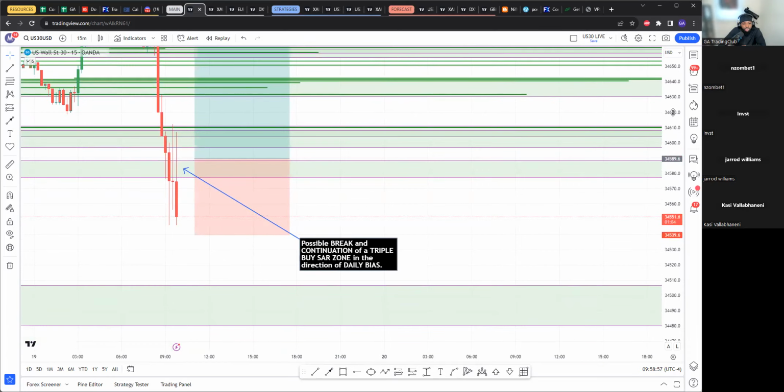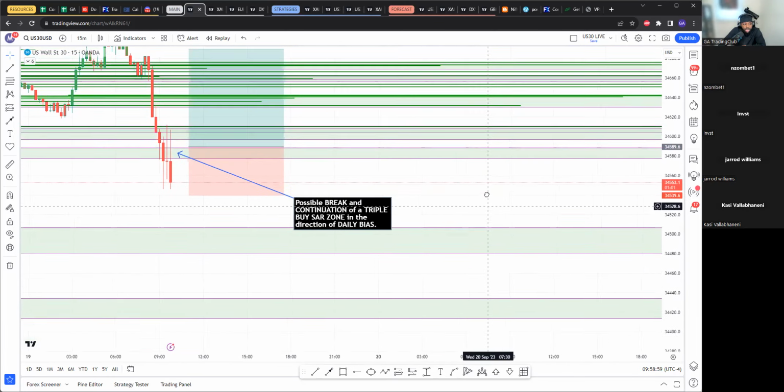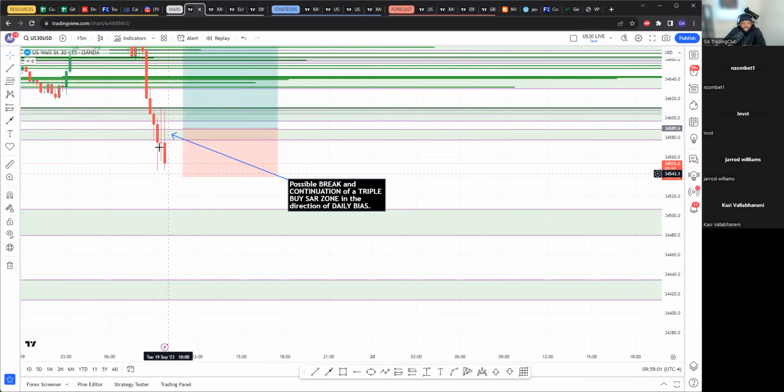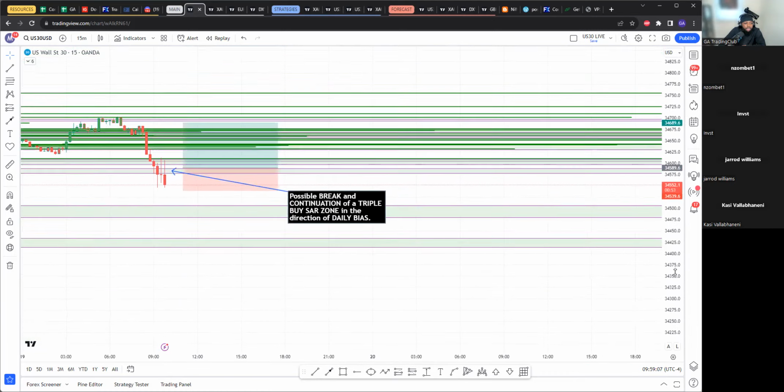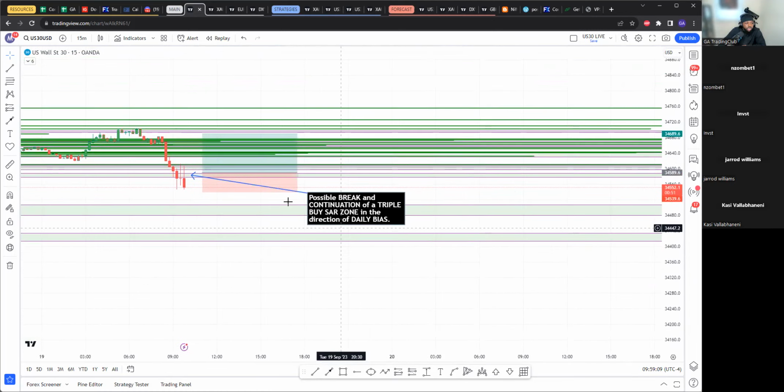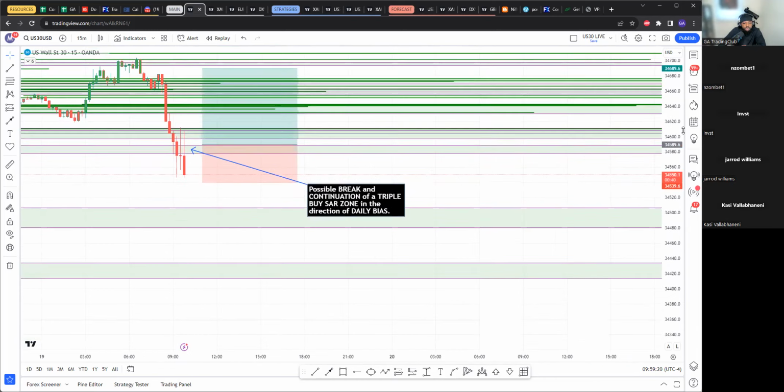And again, I said, I don't mind US 30 dropping. I would actually want it to keep dropping, because if it comes into this zone, so we have either a 30-minute or 15-minute buy SAR somewhere here. So you can see if price comes here, and if US 30 is supposed to go back up, this would be a nice move to wrap price back up.